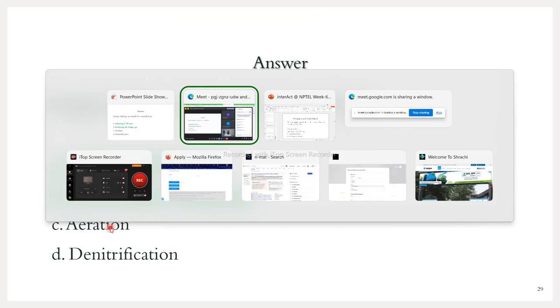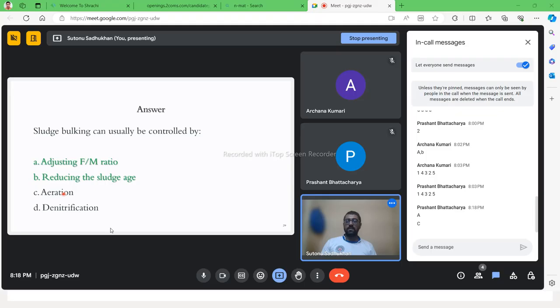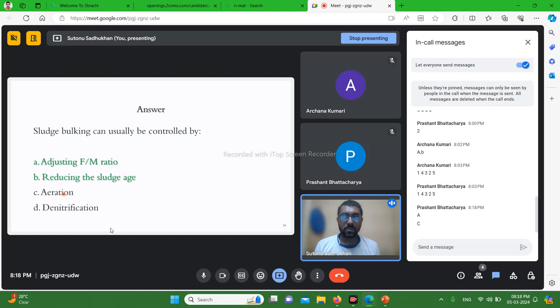So aeration is not an answer. Sludge bulking means what? If you just focus on the definition, you will be able to understand. What does aeration basically do? Aeration doesn't affect the total population. The aerobic bacteria present inside the water need oxygen to degrade the micropollutants, right? That's why aeration is required.